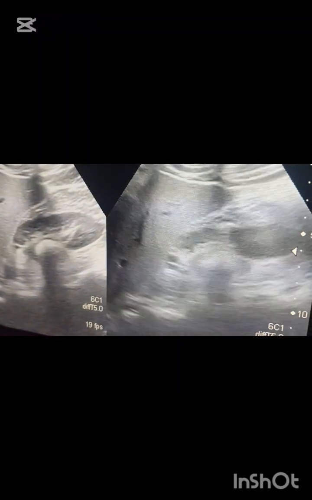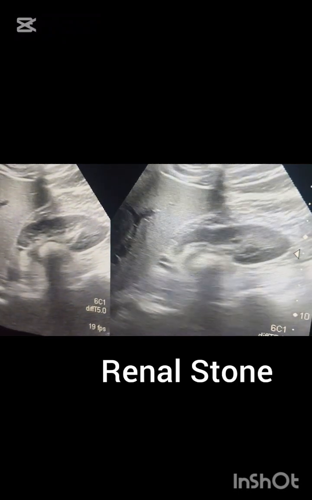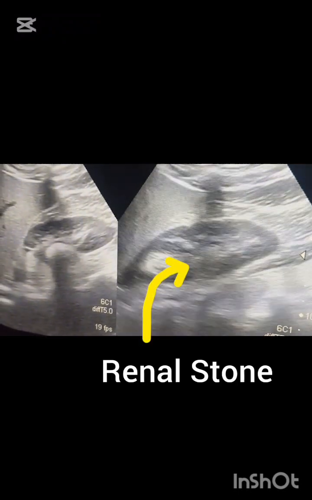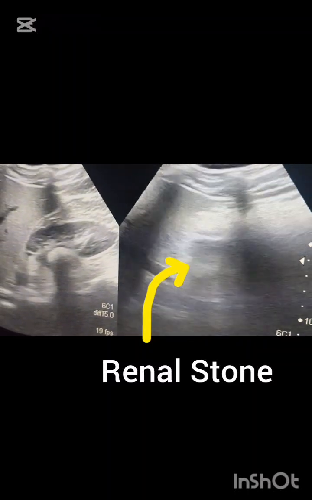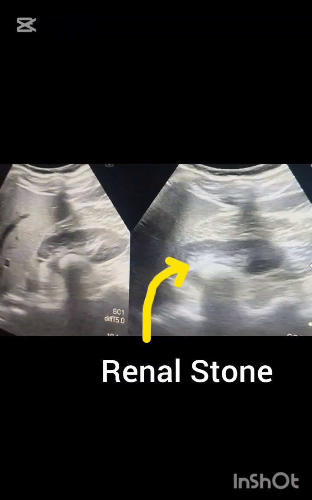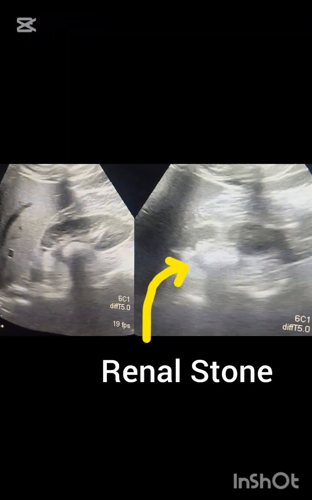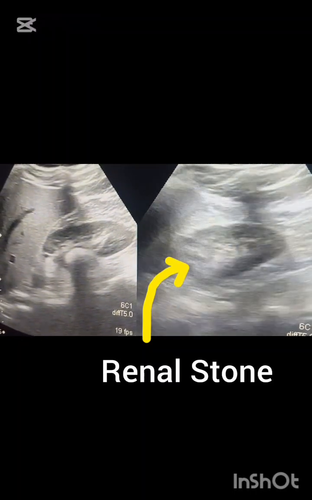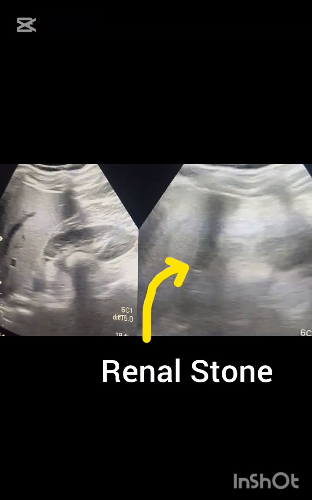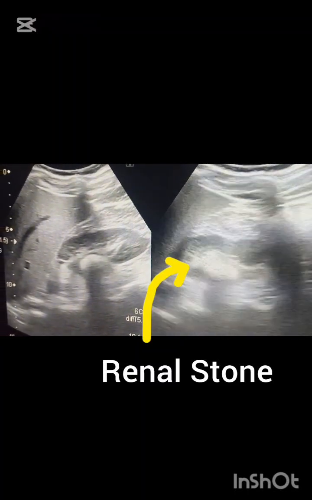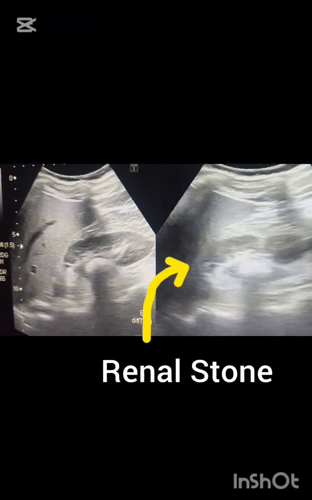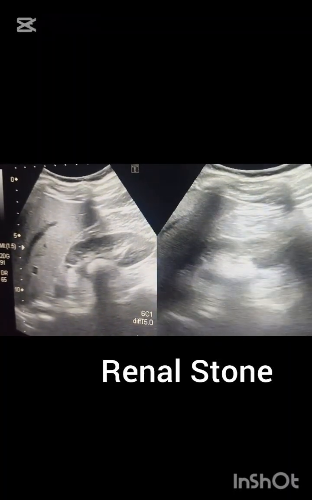kidney. When we look at the second video, you can see a calculus of 24 seen at the right renal pelvis. So this is a calculus of 24 at the right renal pelvis. So no parenchymal change or hydronephrosis is seen in this video.